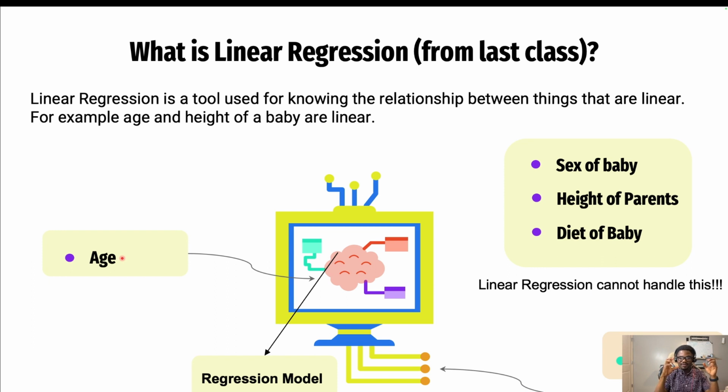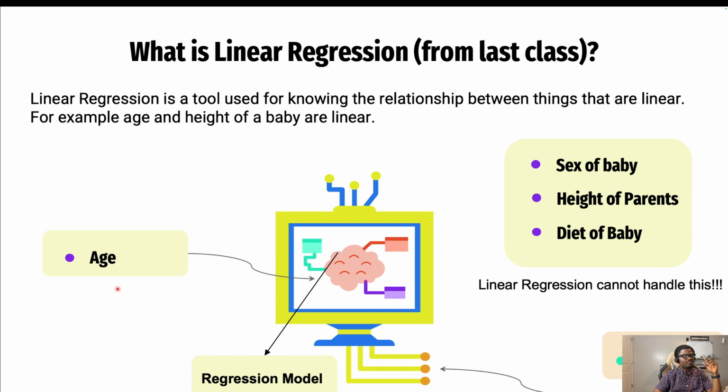The sex of the baby: some males grow taller than some females, irrespective of the age. Then the height of the parent too. If your parents are short, you'll probably be short. Then also the diet of the baby. Like, what's the baby eating? Is the baby eating a balanced diet and all of that? So that means we are supposed to consider all of these variables: sex of the baby, height of the parent, diet of the baby.